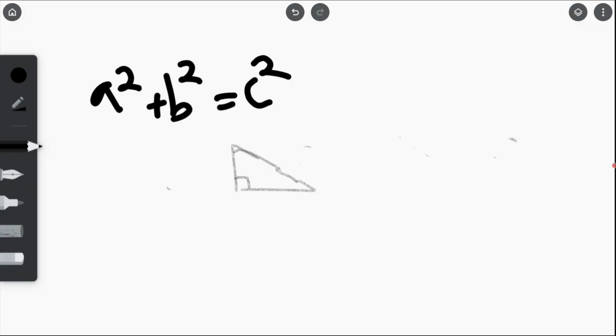So if you square the adjacent and you add it to the square of the opposite, you get the hypotenuse squared. So if a equals 3 and b equals 4, what does c equal?